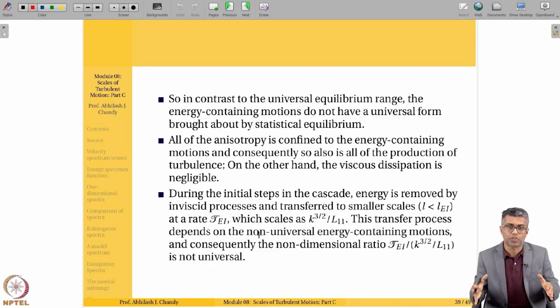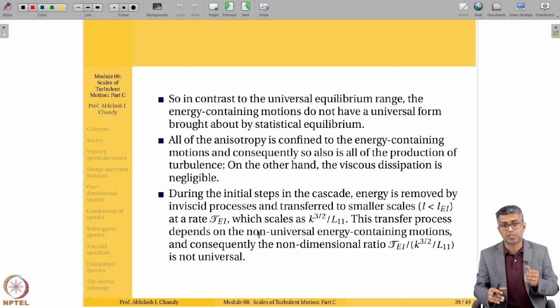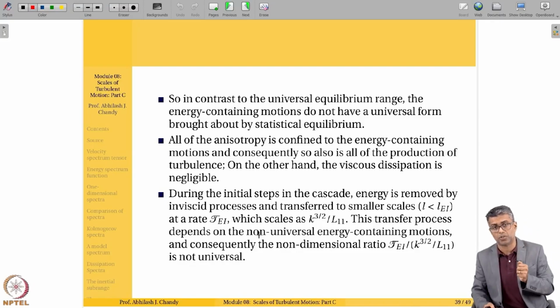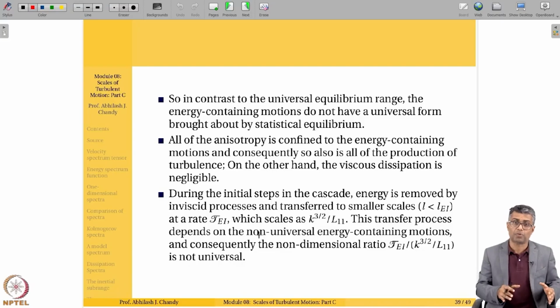So what happens during this energy cascade process? Now that that framework is set up, as in what does the energy containing range involve, what actually happens in the energy cascade? During the initial steps in the cascade, energy is removed from inviscid processes.